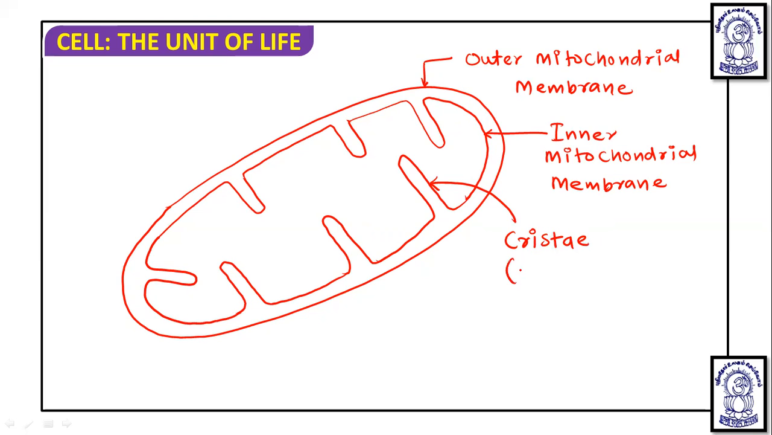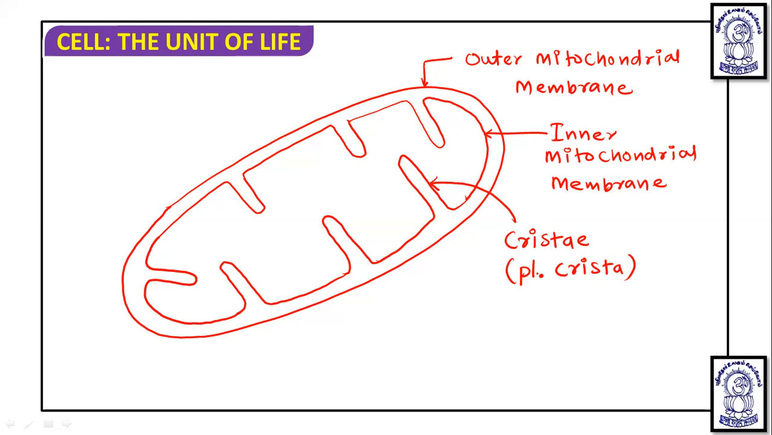cristae. The term cristae is used. So cristae, particularly, are the foldings of the inner mitochondrial membrane. So we can see that mitochondria is covered by a double unit membrane, or similar type of membrane, which is present and covering here.